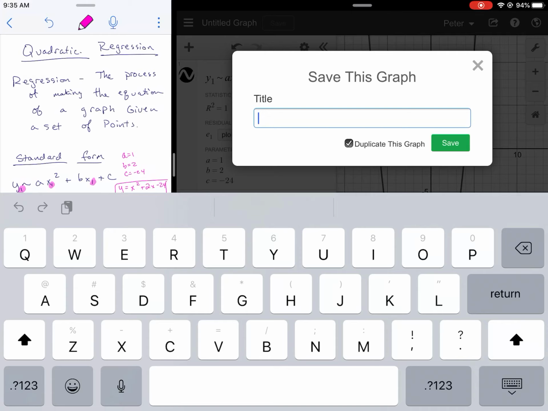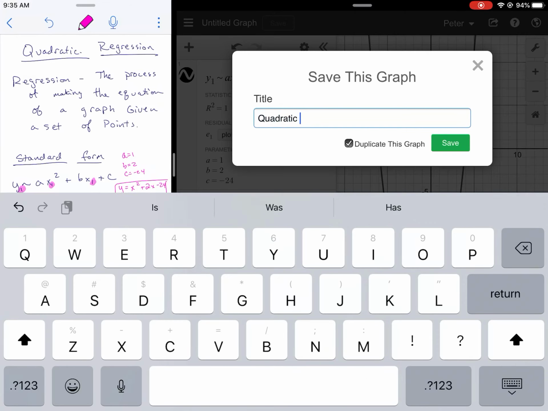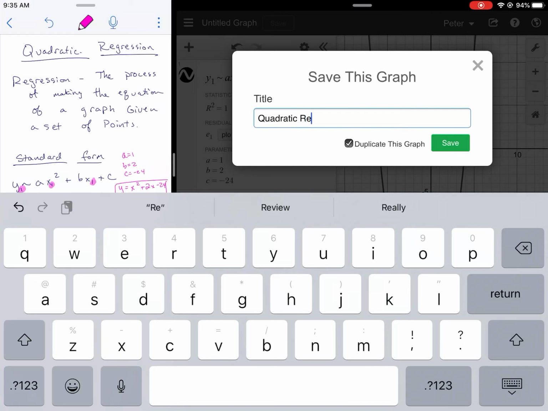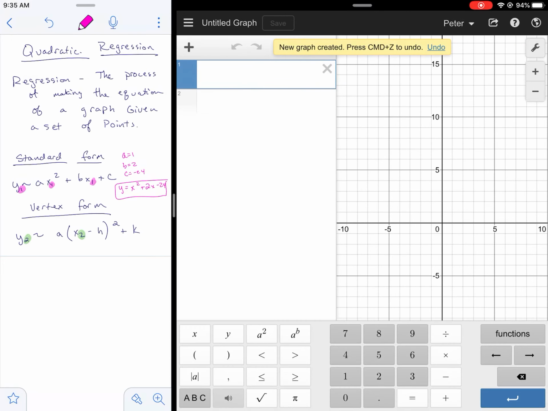Now, you click that bar, and now you get to name it something, okay? So I'm going to call it Quadratic Regression Standard, okay? And now it's always there. All right. Let's do one more.